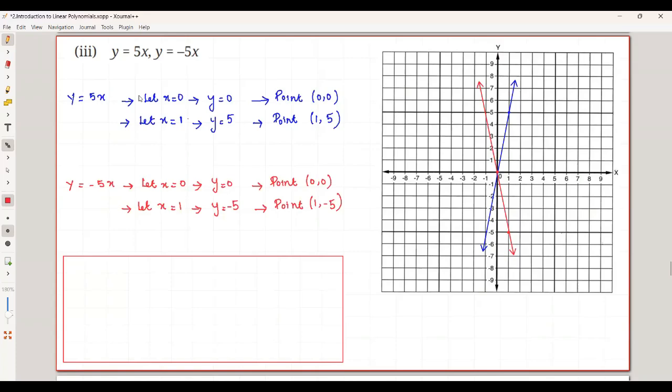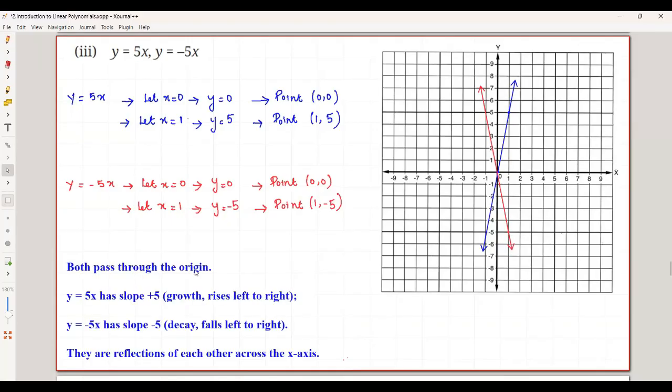Now we have to find out the role of A and B. Here A is positive. Both pass through the origin as B value is 0. Y is equal to 5x has the slope plus 5. It's showing linear growth, rising from left to right. Y is equal to minus 5x is a linear decay, falling from left to right. They are reflections of each other across the x-axis. So both are crossing the x-axis.